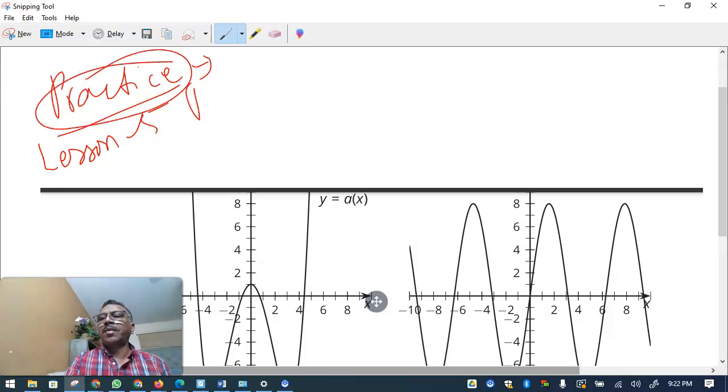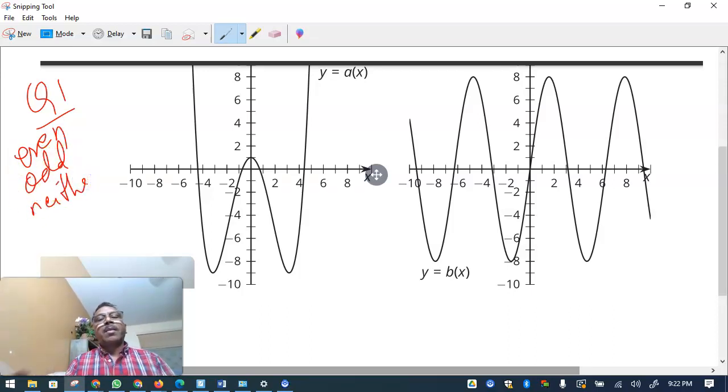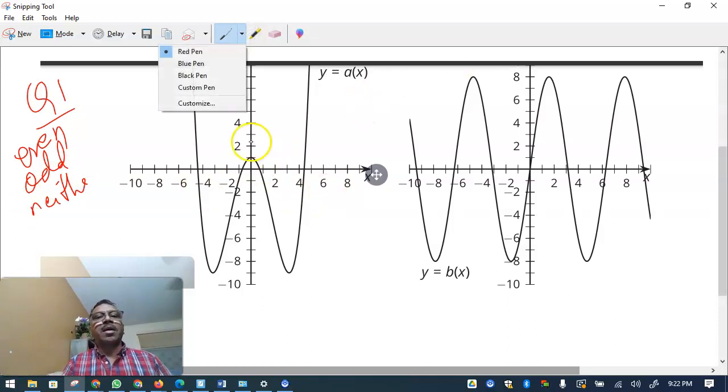Okay, the first problem is right now question number 1. There are 4 graphs. So I'm showing you 2 graphs right now, and the question is: is this an even function, or is it odd, or neither? So this is what we are supposed to determine. By just looking at it, I think the first one, the black graph that you see right now here.